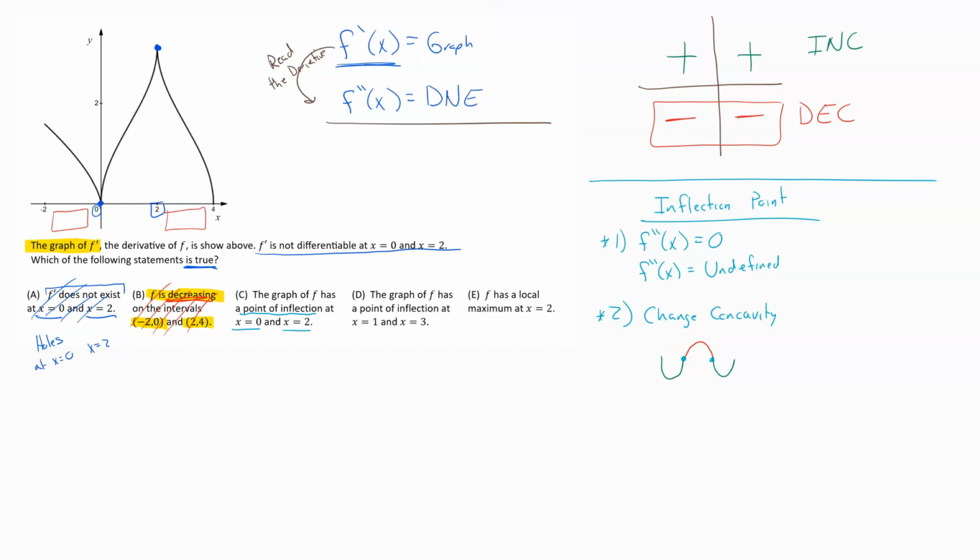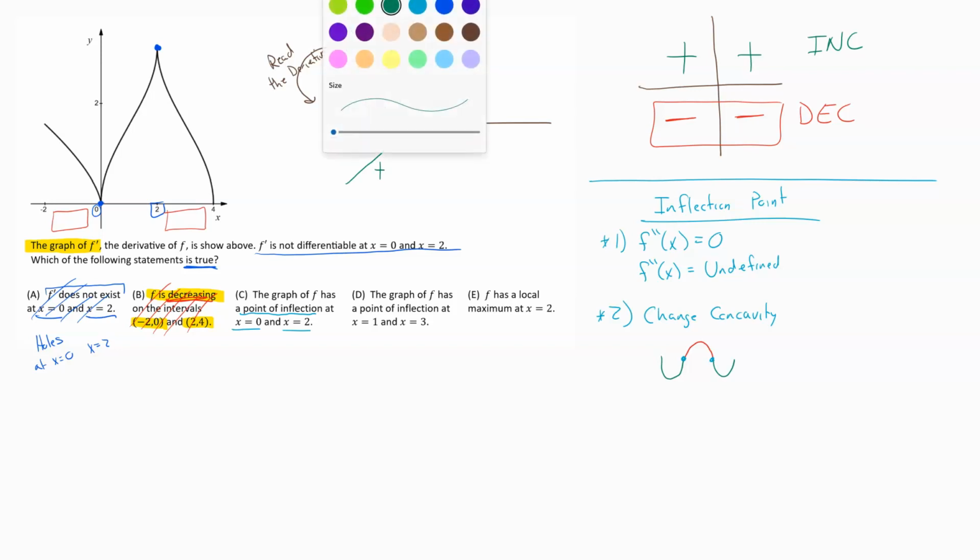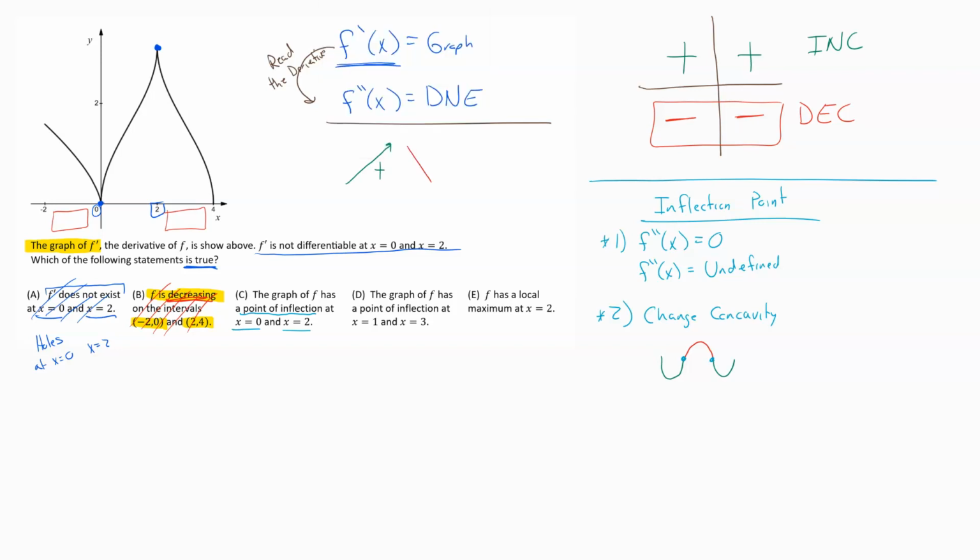So when you're reading the derivative of a graph, wherever the graph is headed up, that's a positive slope and a positive derivative value. Wherever the graph is headed down, that's a negative slope and a negative derivative value. And wherever it goes horizontal, that's a 0 slope and a 0 derivative value.